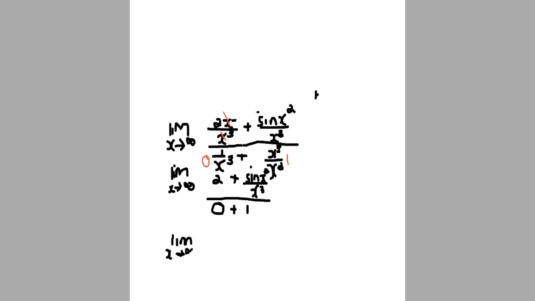The limit as x approaches infinity of 2, because we already cancelled out those ones, of 2 plus sine x squared over x cubed. I'm having a problem with network now, but we are solving this.